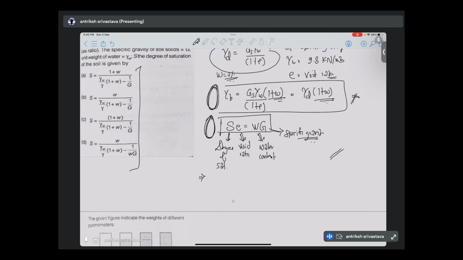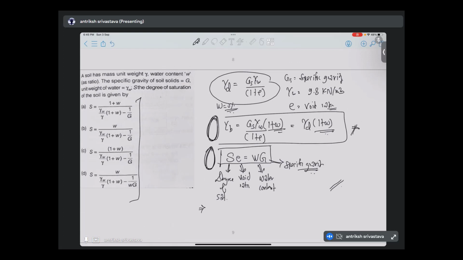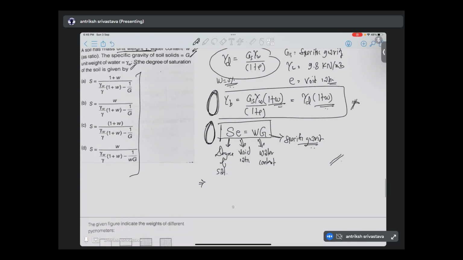So we have been given a soil has a mass unit weight gamma. So it is nothing but the bulk unit weight, and water content is W, specific gravity is G, and unit weight is gamma W. So what is the degree of saturation? So let's write the formula for gamma. G gamma W times 1 plus W divided by 1 plus E. Now what is E from our Sehwag? E is nothing but W capital G divided by S.